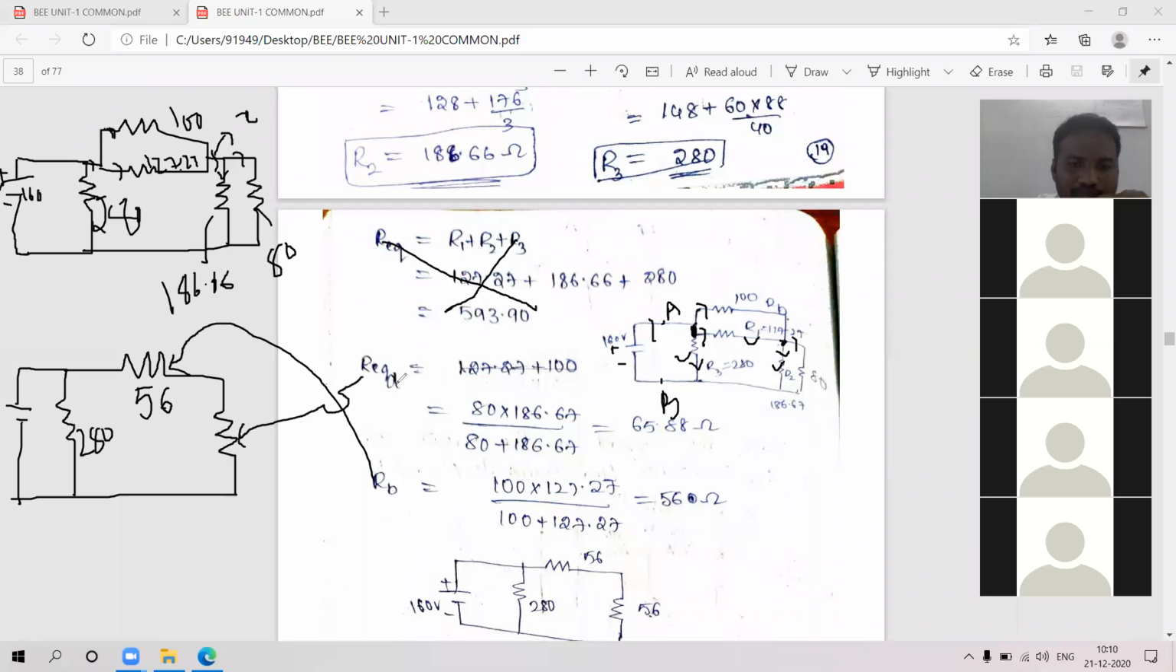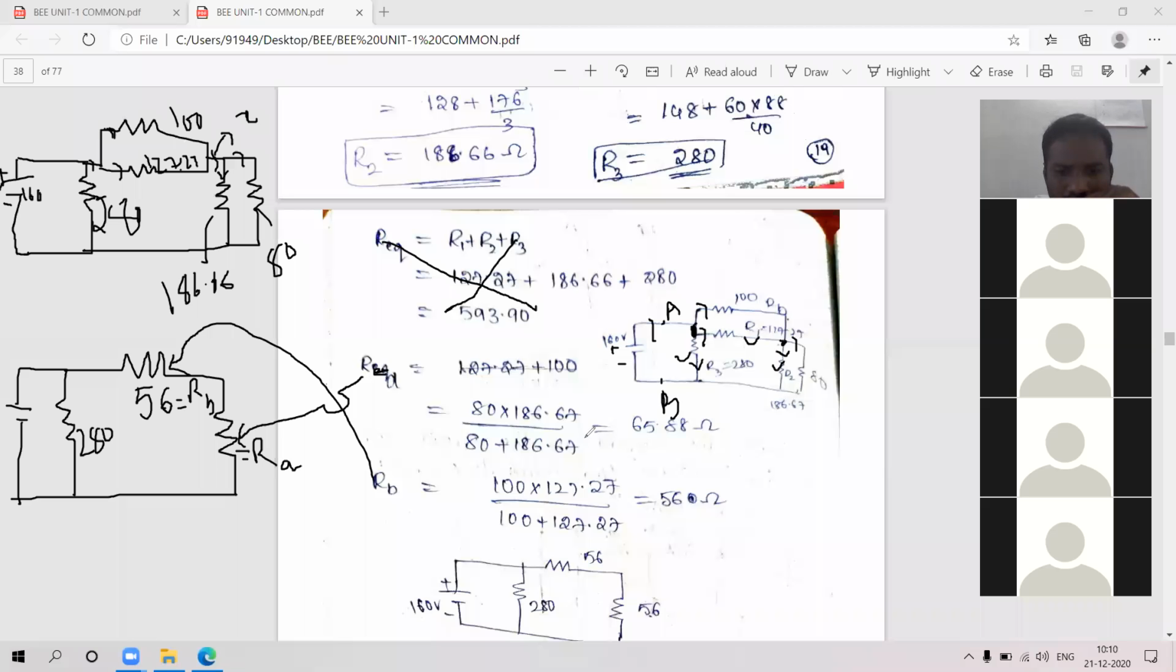Here I am getting R suffix A. This is R suffix B, and this is R suffix A. RA value is, how are they connected? Parallel means product by sum. 80 into 186.67 by 80 plus 186.67.